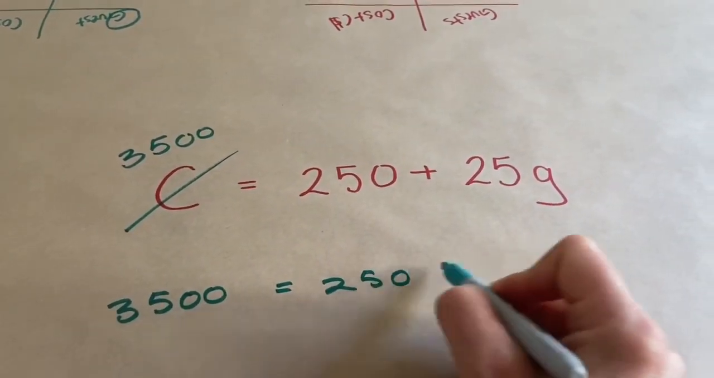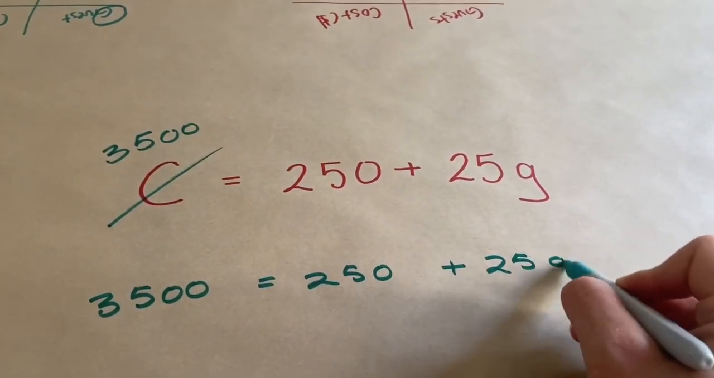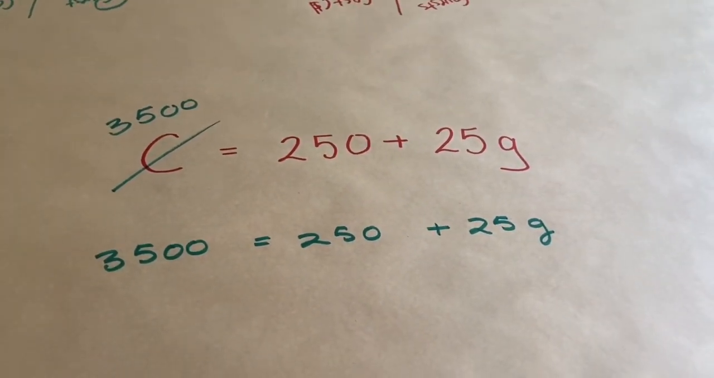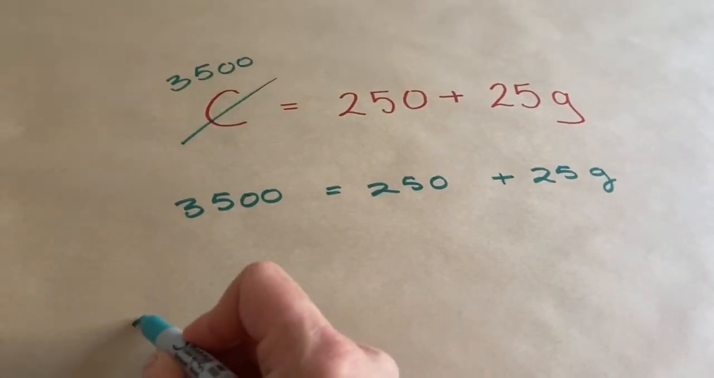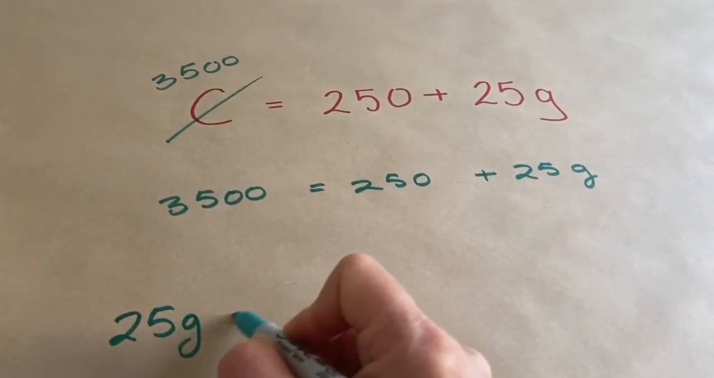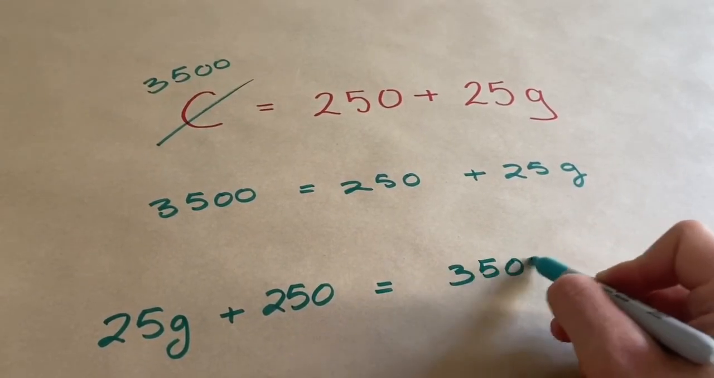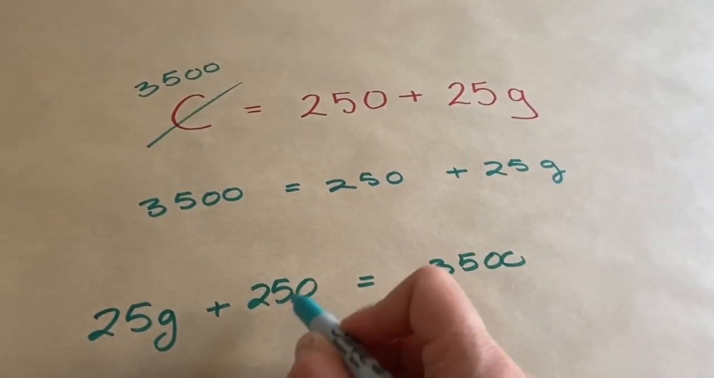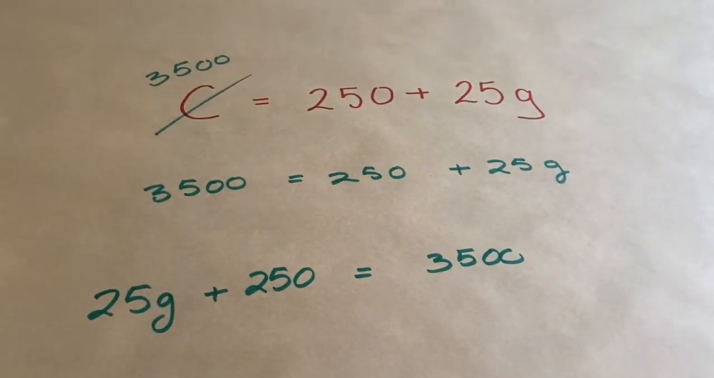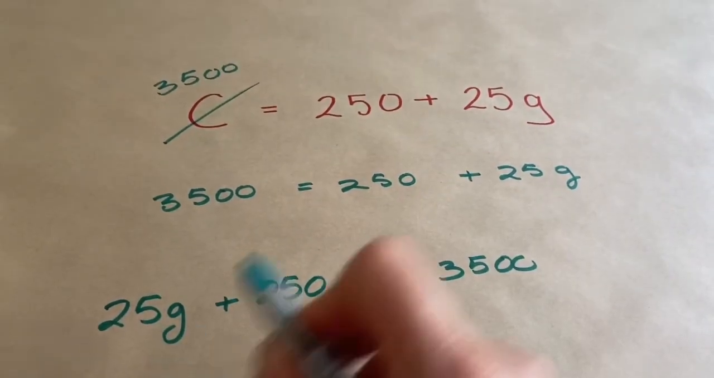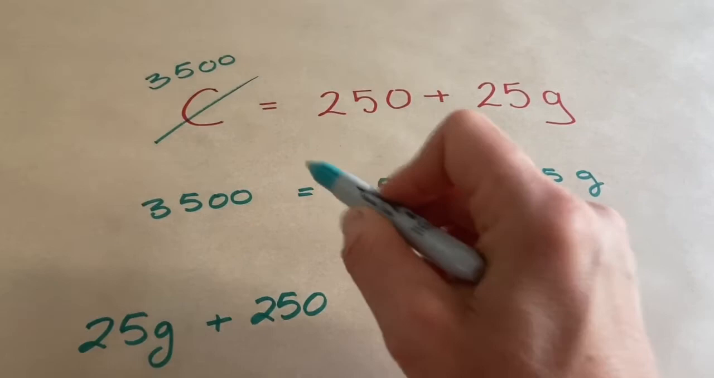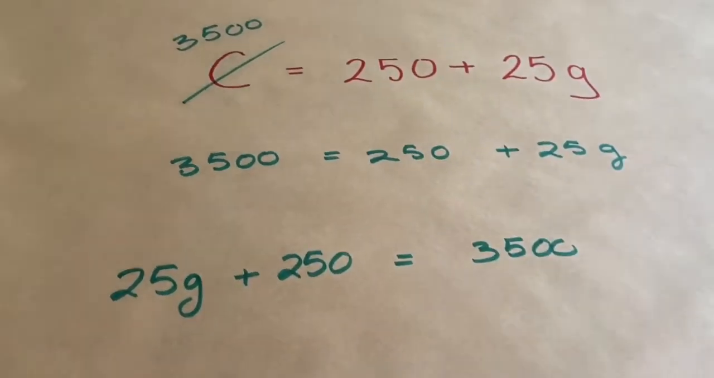Now I'm going to write it nicer so it looks more familiar to you. This looks like an algebra question that we did in assignment number 3. Maybe in assignment number 3 it would have looked more like this: 25G plus 250 is equal to 3,500. But this and this are the same. I just changed the order around. I put the 25G first, and then the 250. I put the equal sign, and then the 3,500 on the other side.